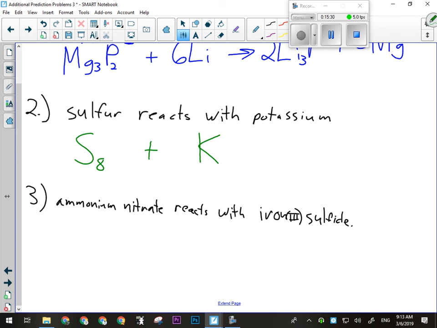It comes as an 8. Okay. Potassium is not special at all. We're not saying that to hurt its feelings. It's just not. Okay. So it'll stay just as a 1. Now, when I combine these 2 things, potassium is a metal, sulfur is a nonmetal. They're going to make what kind of a compound?